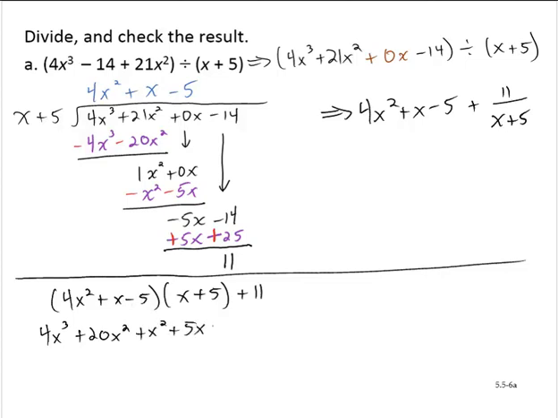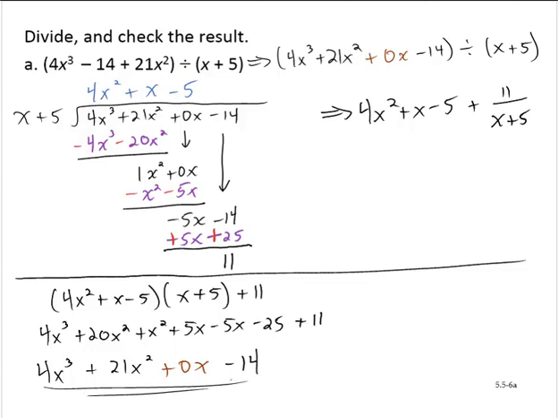Negative 5 times x is negative 5x. Negative 5 times 5 is minus 25. And add the 11. Combining like terms, I get 4x cubed plus 21x squared, 0x. I'll write that in a different color. And minus 14, which checks out. That's what we wanted. So we can be confident in our result.